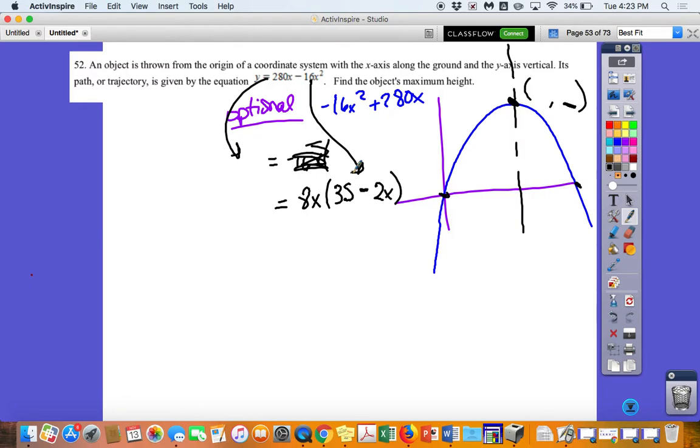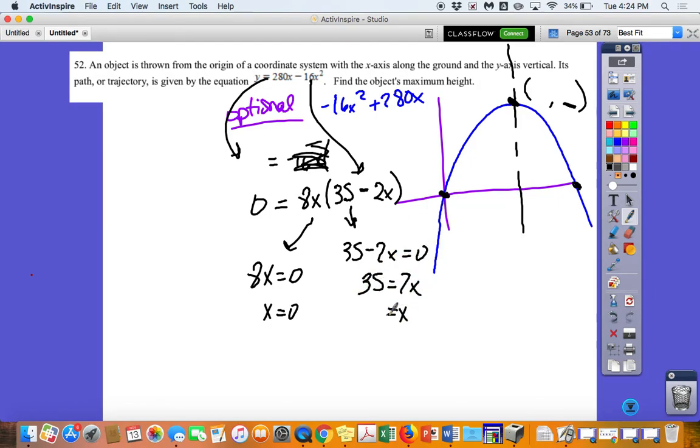If I set both equal to 0 because I want to know my x-intercepts, then this one gives me 8x equals 0, so x is 0, which is what I anticipated because that's where it started. Now this one is the one I'm really interested in. 35 minus 2x equals 0, so 35 equals 2x. x is 35 over 2, or 17.5. Now, that ain't the answer. That's the distance it takes to get here.